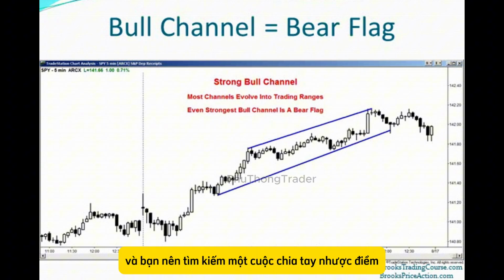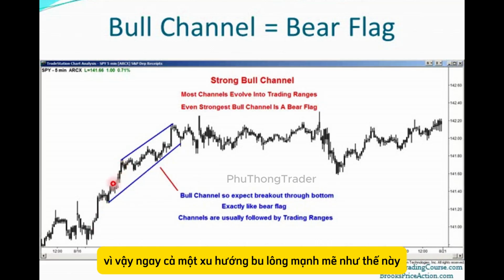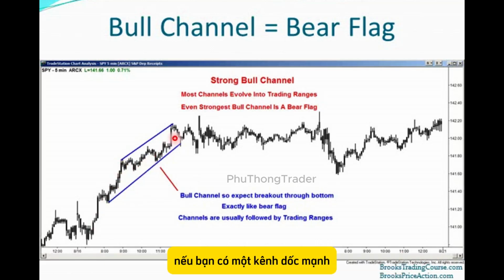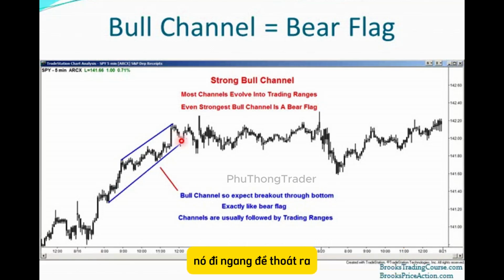So even the strongest type of channel is functionally the same as a bear flag, and you should look for a downside breakout. This is that same strong bull trend with the bars compressed so that you can see what took place afterwards. So even a strong bull trend like this, if you have a strong steep channel, you should assume it'll function like a bear flag. It went sideways to break out below the bottom of the bear flag. Ultimately it broke to the downside, and then the trend started to resume.